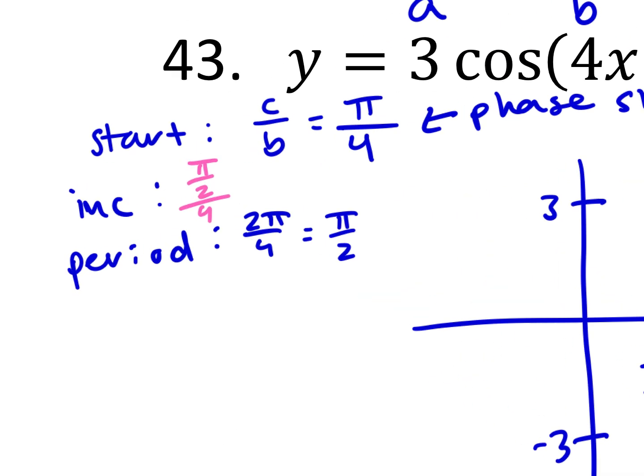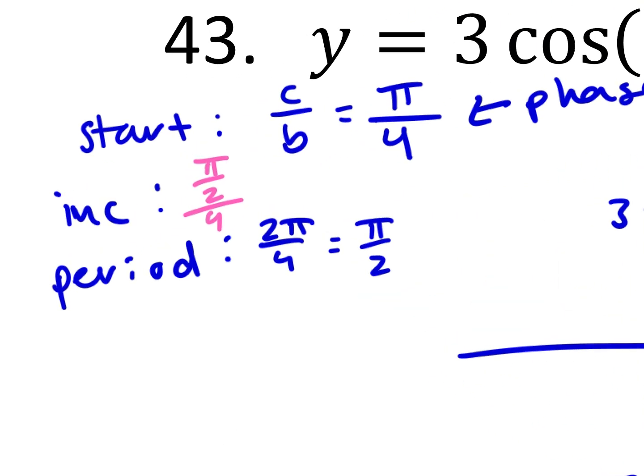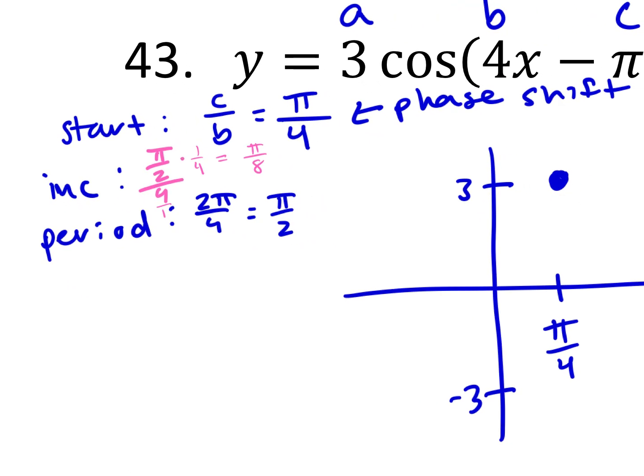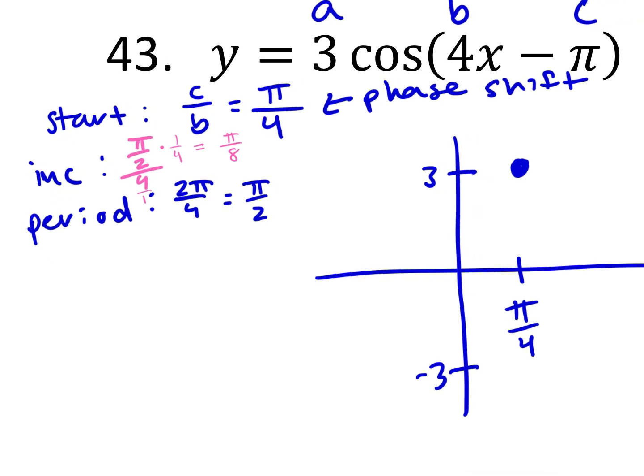Be careful here, when you have a fraction and a fraction, you're doing keep, change, flip. A lot of people still make this mistake. So it's 4 over 1, but we flip it to be 1 over 4. So this would be pi over 8. That was probably like the most common mistake on the last test, was the keep, change, flip part of it. So I add pi over 8 to get from one increment to the next.